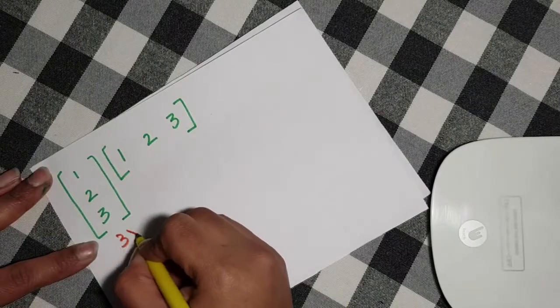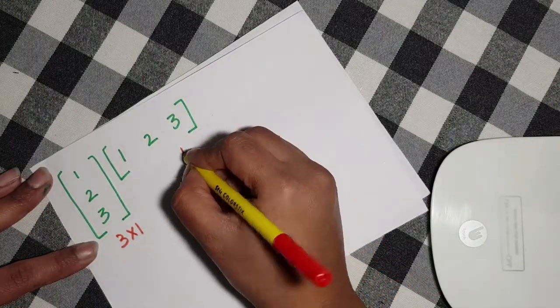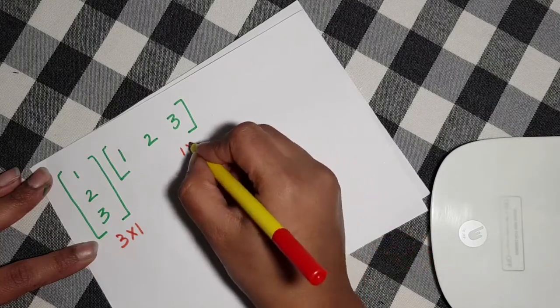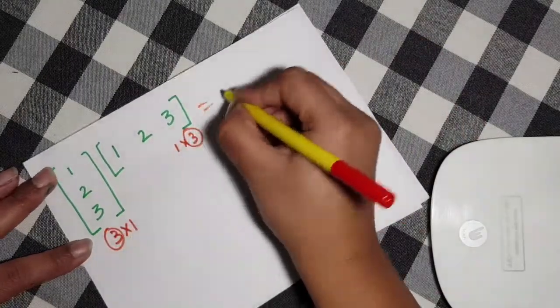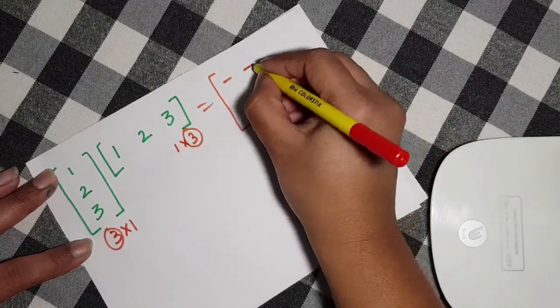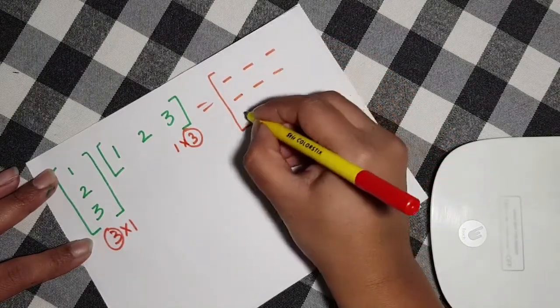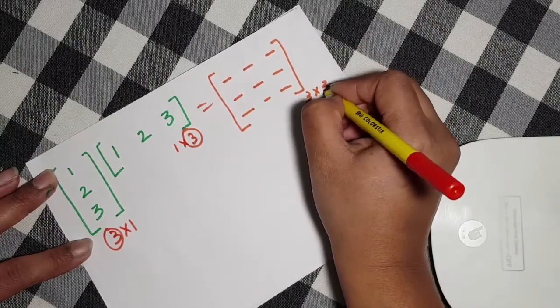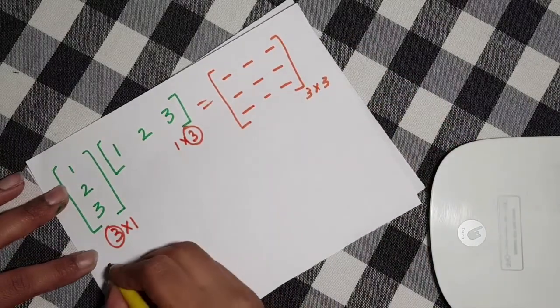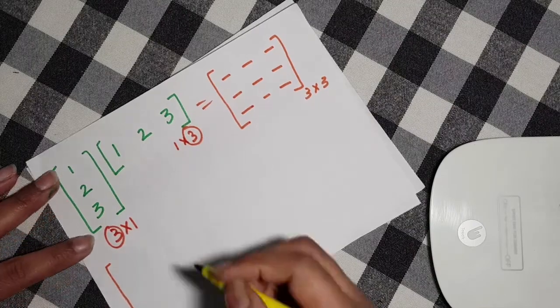The first matrix is of the order 3 rows by 1 column, and the second matrix is of the order 1 row by 3 columns. Therefore, the resultant matrix will be of the order 3 by 3. That is 3 rows and 3 columns. Now let's evaluate.